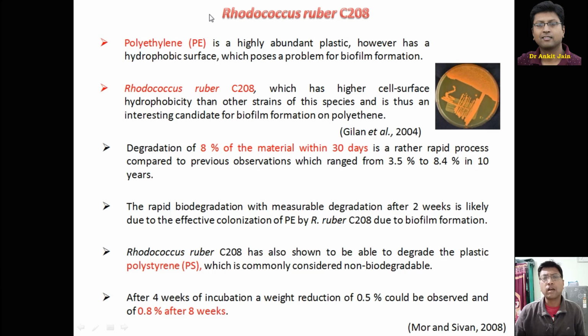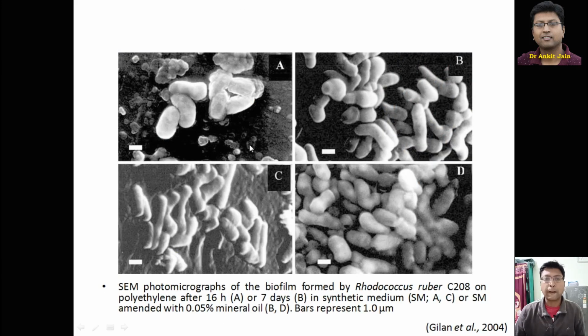This is another bacteria called as Rhodococcus ruber C208. This bacteria is responsible for degradation of plastic, especially the polyethylene and polystyrene. And under an experiment, it shows that 8% reduce in the molecular weight or the weight loss within 30 days in the polythene, and 0.8% weight loss seen in polystyrene after 8 weeks of incubation.